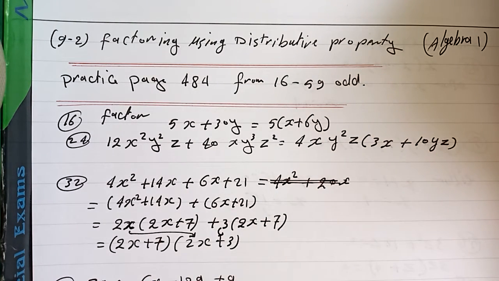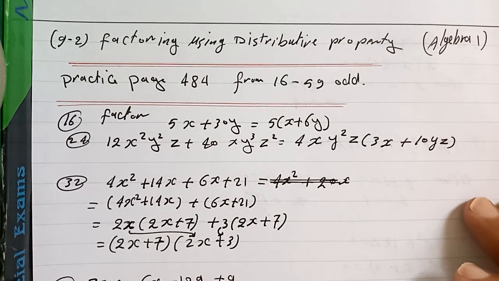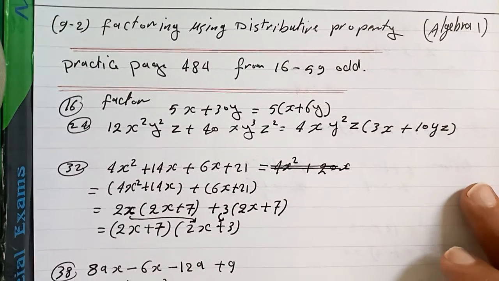Lesson 9.2 Factoring using distributive property. Algebra 1, practice page 484 from 16 to 59, odd numbers. We'll go directly to the exercise.